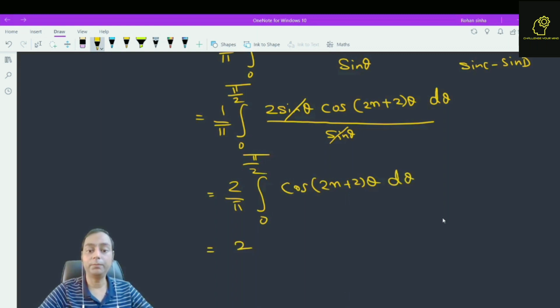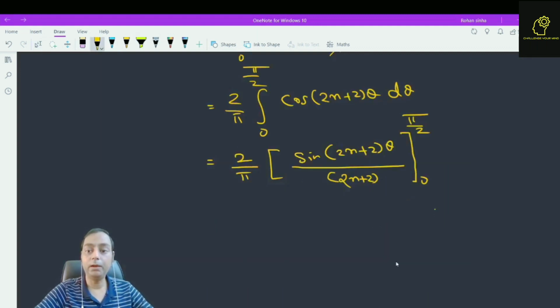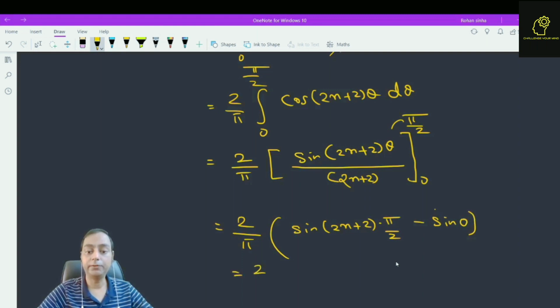So finally we obtain the result sin 2n plus 2 theta whole divided by 2n plus 2, limit from 0 to pi by 2. Putting the upper limit and lower limit, we find 2 upon pi times sin 2n plus 2 into pi by 2 minus sin 0. As n is a natural number, it is 2 by pi sin n plus 1 pi minus sin 0, which is 0. So this is 0 because n is a natural number.